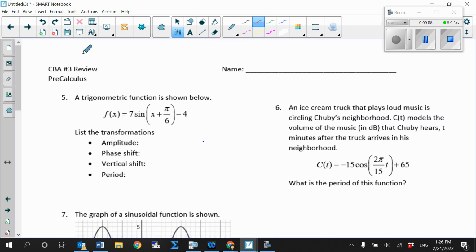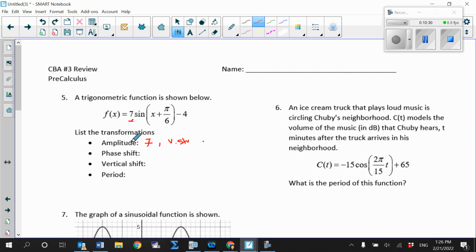Okay, next one. A trigonometric function is given below, and it's asking us to list the transformations. So first of all, amplitude. We know amplitude comes from this A value. Because the A value is 7, that's going to represent the amplitude, which is 7. So basically we have a vertical stretch because the number 7 is greater than 1. So we have a vertical stretch, and the amplitude is 7.